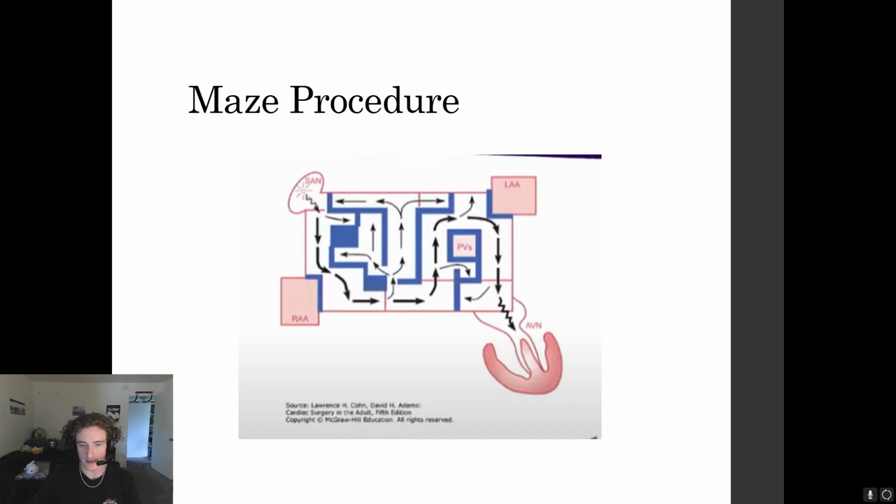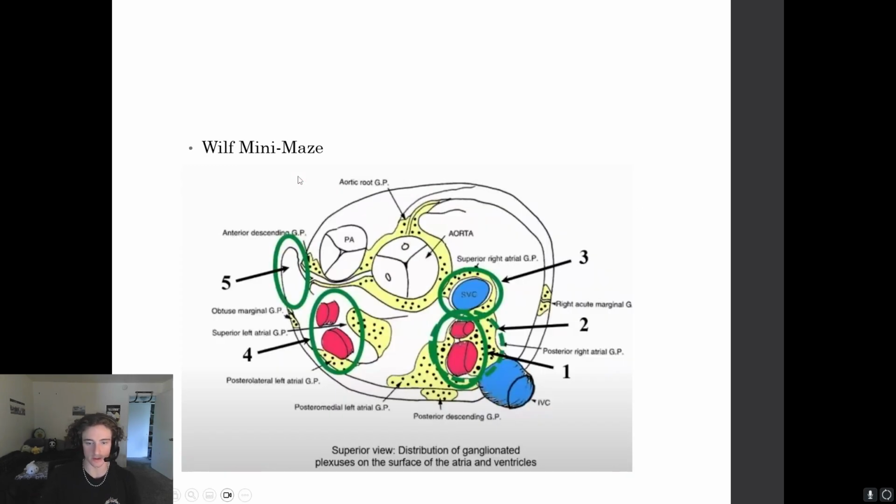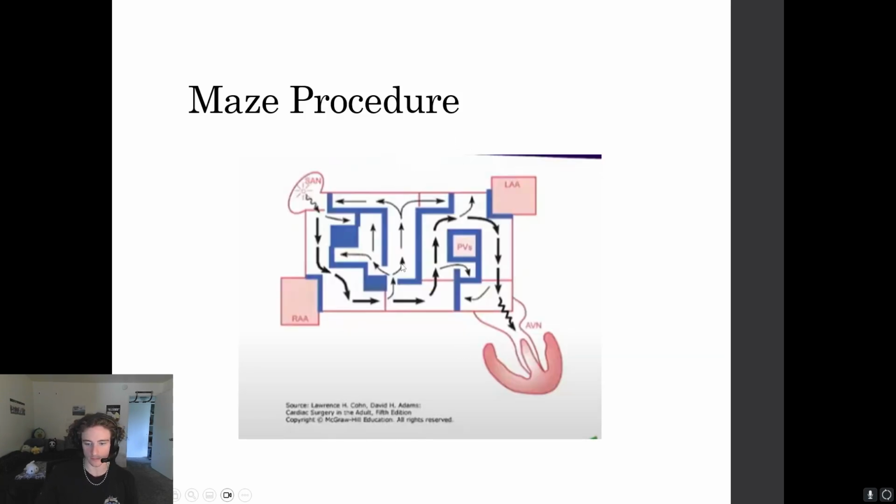So I was able to find this diagram. I think this really helps. So looking at what are we actually doing when we make these ablation lines? This is only part of it. There are like 12 ablation lines. But essentially, sorry for the quality, what you're doing is you're making this defined path that the signals have to follow in order to get to the AV node.